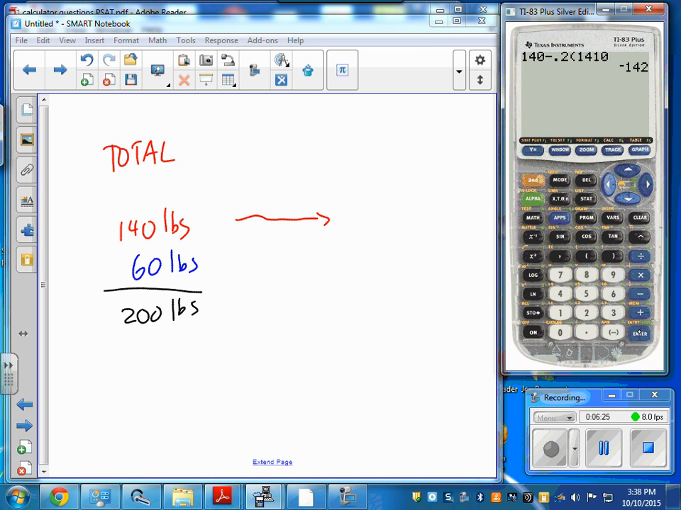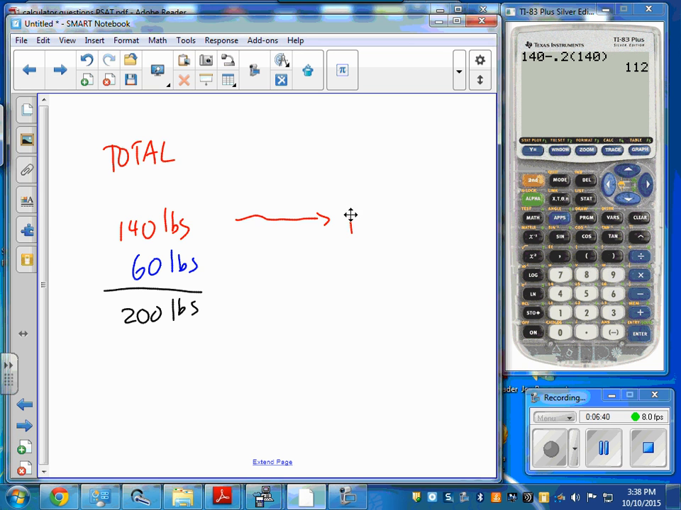Okay, so let's try that again. 140, it went down by 20% of 140. There. So we're at 112. That's how much we had this year.